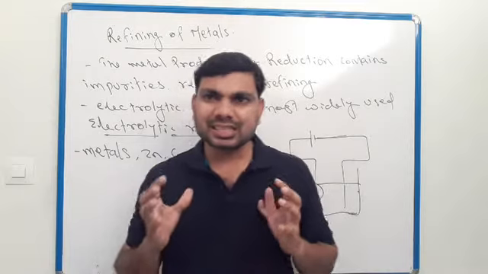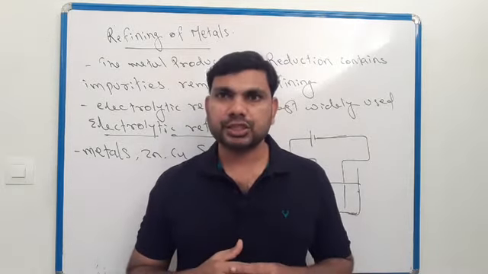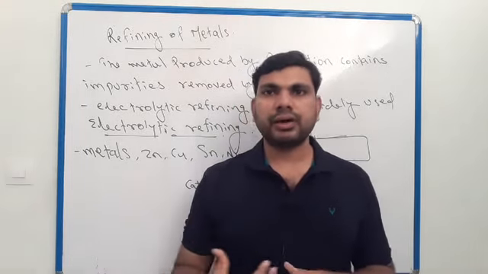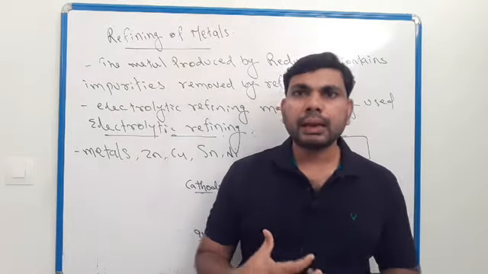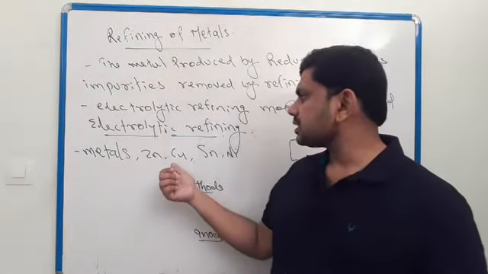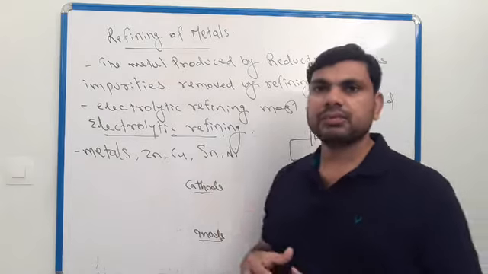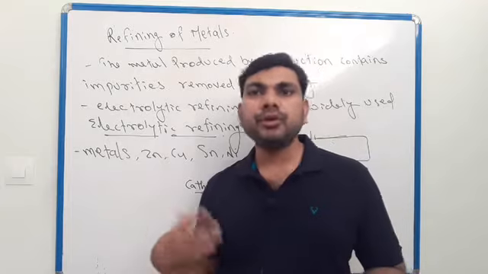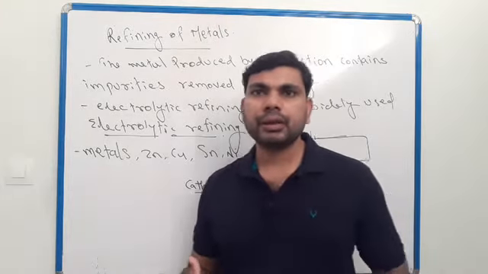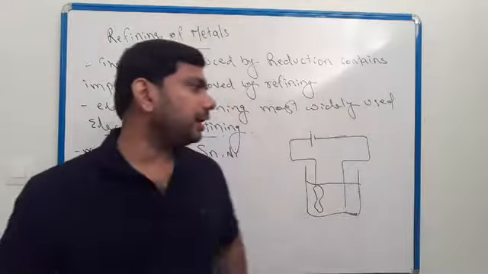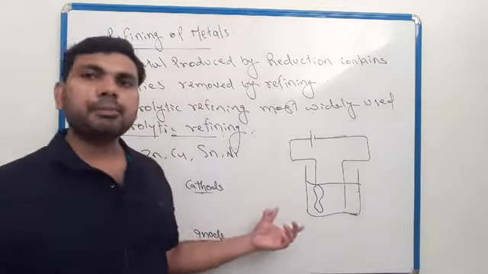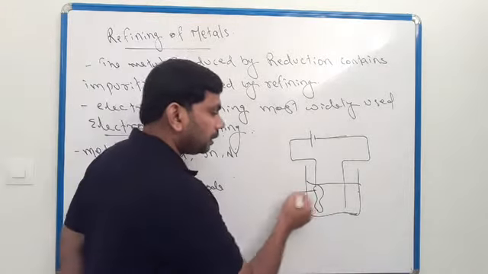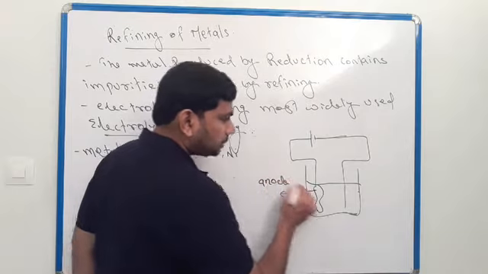This is the third step of extraction of metals. Electrolytic refining is the most important refining. Metals such as zinc, copper, tin, and nickel are purified by electrolytic refining. In electrolytic refining, we will use this type of apparatus arrangement. Here this is the anode and this is the cathode.